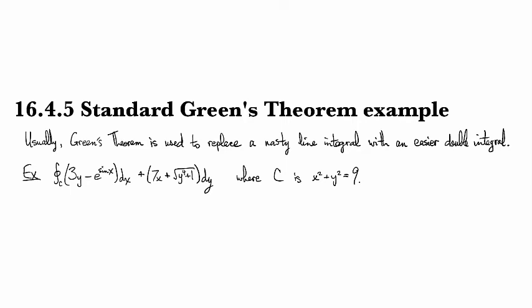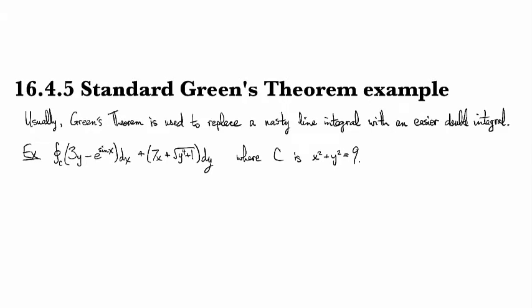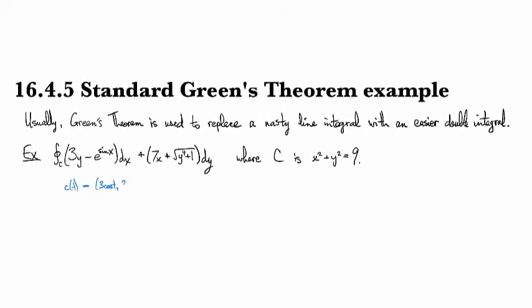So a standard application of Green's theorem is to use it to replace some kind of nasty line integral with a much easier double integral. Just imagine what would take place if you tried to set this one up the usual way. You'd look at the curve, and you'd say, okay, well, we'll parameterize it with 3 cosine t, 3 sine t.